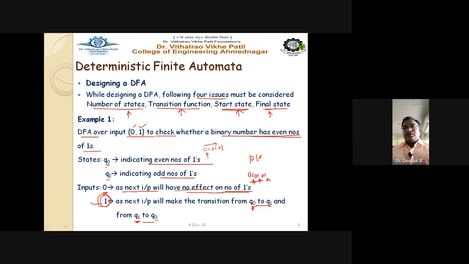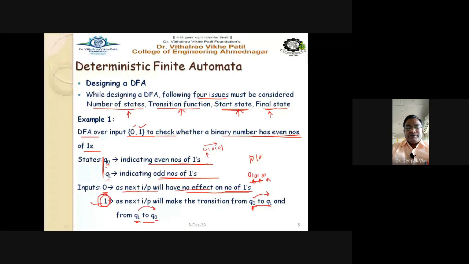So if you are at state Q0, go to state Q1. And if you are at state Q1 and one is the input symbol, go to state Q0. Getting this point? So this is the way, right? Now the two steps we have completed. We have identified the number of states. Which states are there? These are the states Q0 and Q1. Q0 indicates an even number of ones, and Q1 indicates an odd number of ones, right?